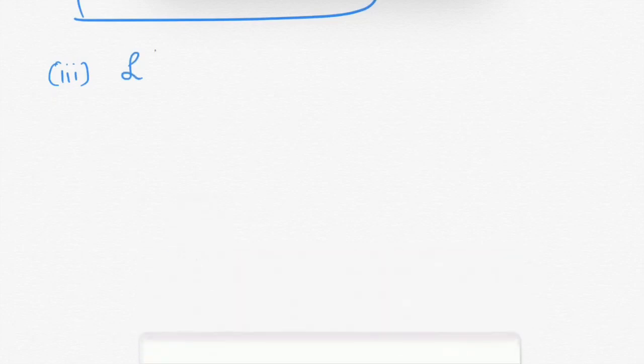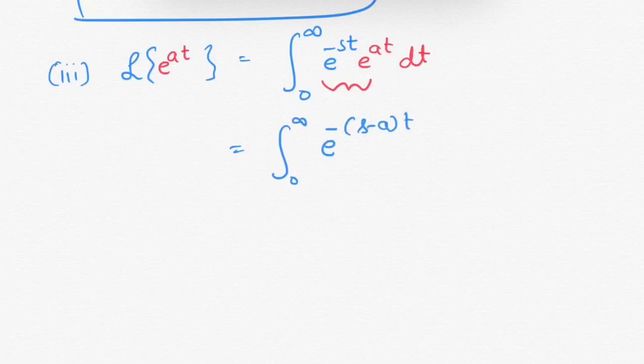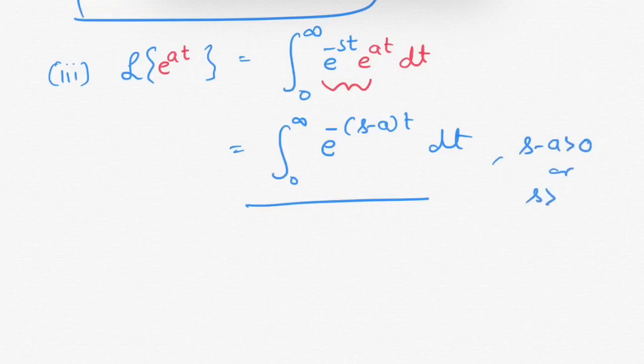Let's find the Laplace transform of e raised to power at. This equals the integration from 0 to infinity e raised to power minus st e raised to power at dt. Now collecting these two terms, we have integration 0 to infinity e raised to power minus s minus a t dt. And this integral will only be convergent if s minus a is greater than 0, or s is greater than a.